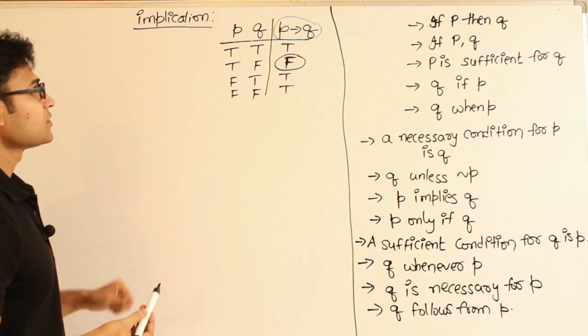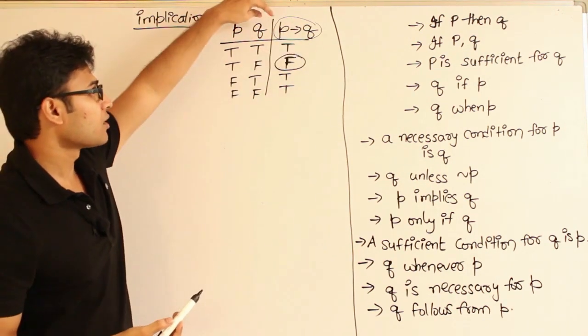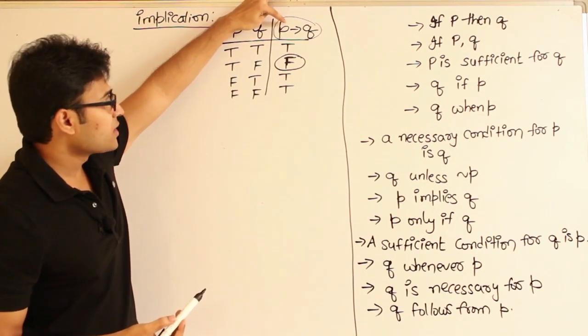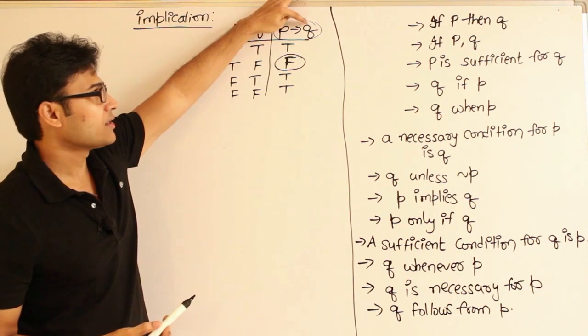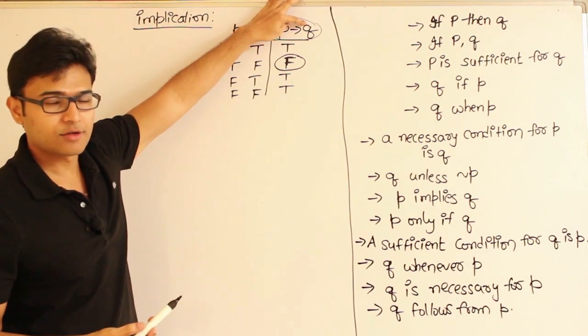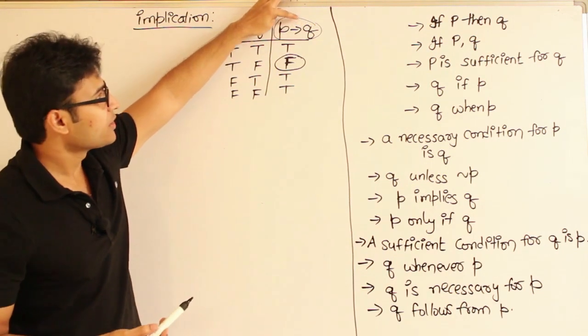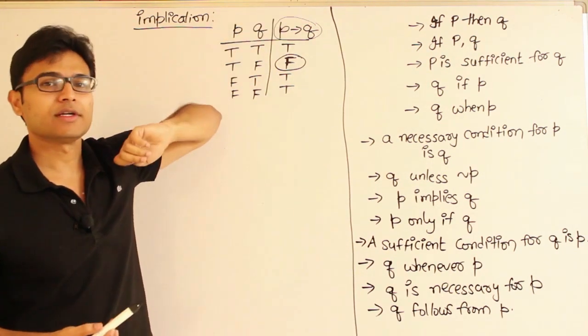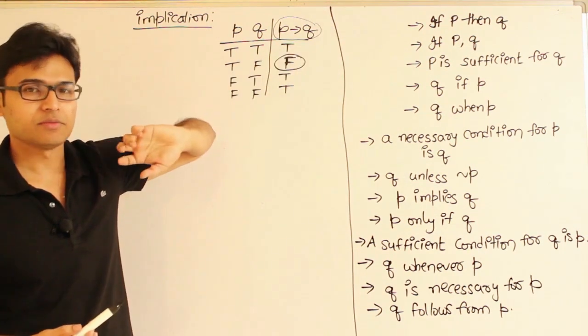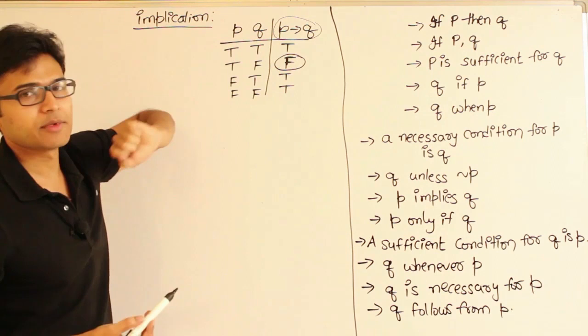And there are various names when you write P implies Q. Generally P is called the hypothesis and Q is called the conclusion. If it is confusing, you need not remember it. They might not ask you the definitions, but these are the most common names. The only important thing is you have to remember this.